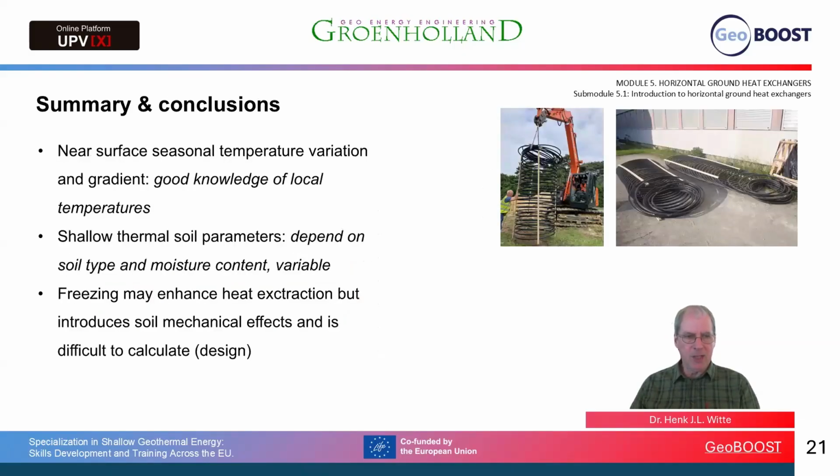So, in summary, we can say that the near-surface seasonal temperature variation and gradient are important for the design. This means we need to have a good knowledge of local temperatures. The shallow soil thermal parameters depend on soil type and moisture content. They can be quite variable, and this we need to take into account in the design.